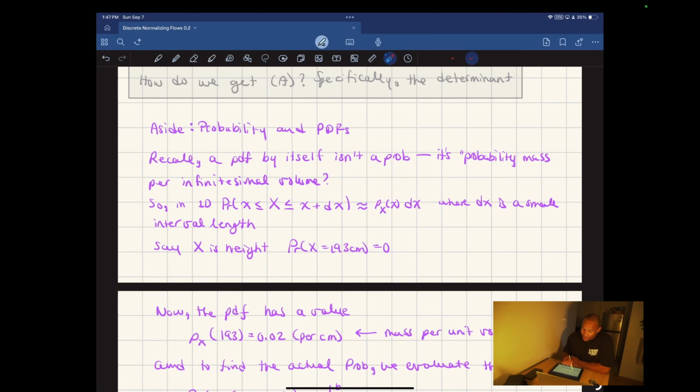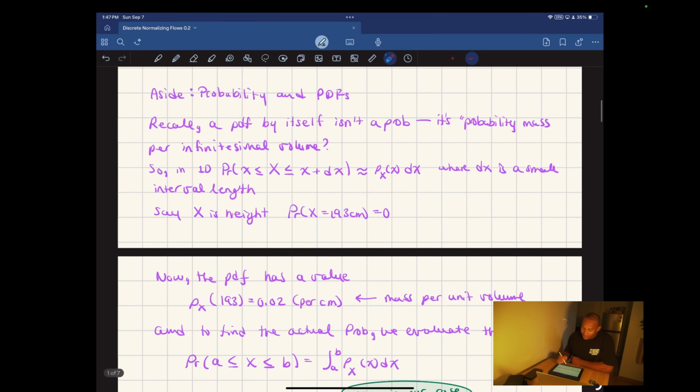So a PDF by itself is not a probability. A PDF is a probability mass per infinitesimal volume. What that means is this gives us a mass per volume, and you can consider dx to be an infinitesimal interval, an infinitesimal volume, such that when you multiply it by this density, you get a mass.